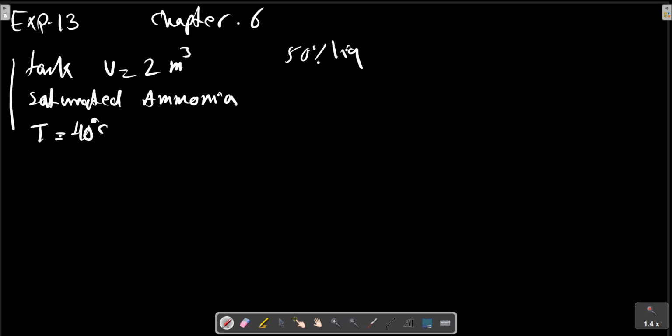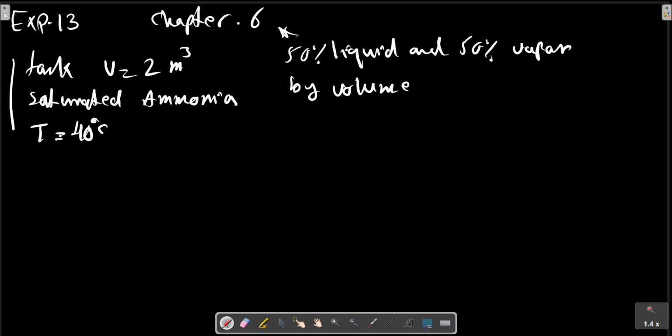50% liquid and 50% vapor by volume. Vapor is withdrawn from the top of the tank until the temperature is 10 degrees centigrade. So it is state 1 and state 2, T 10 degrees centigrade.